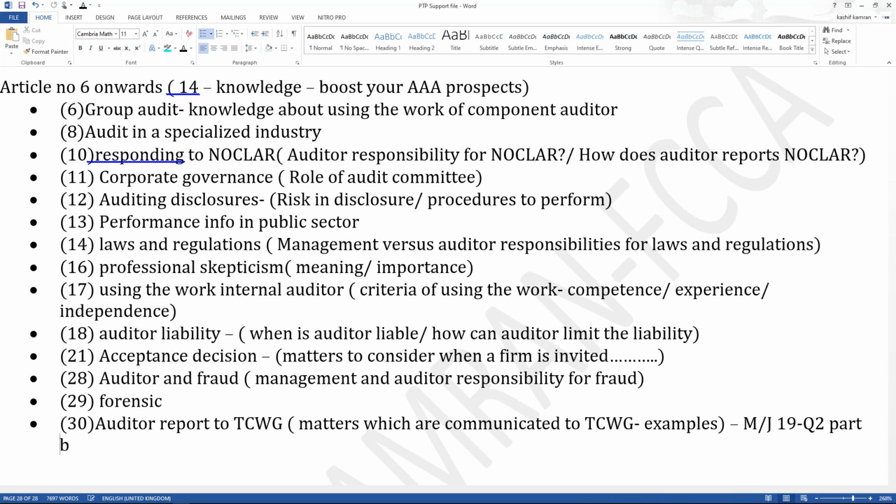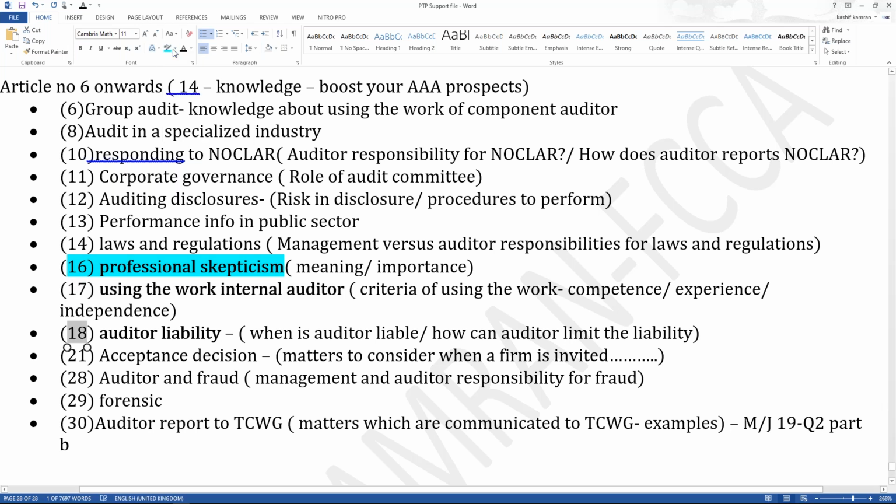So that was a very important discussion we needed to have around knowledge articles, important knowledge articles. I believe auditor liability seems important. Don't ignore that. I've already included professional skepticism in my list of important articles. Using the work of internal auditor is an important area. Try to be strong on professional skepticism. Try to be strong on using the work of internal auditors. Try to be strong on auditor liability as like 3 potentials, right? But you have to go over the list, right?